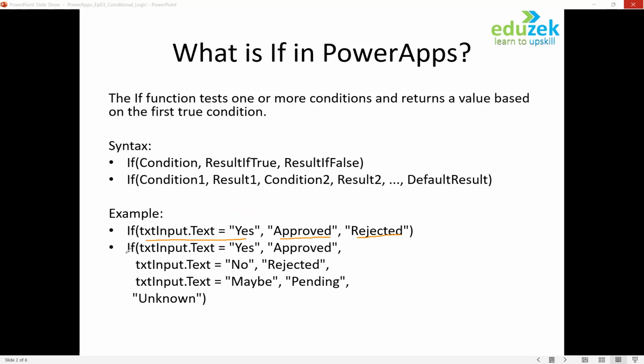The nested if example. If input is yes, the result is approved. If input is no, the result is rejected. If input is maybe, the result is pending. Other than yes, no, maybe, the result will be unknown. If the user has provided values other than these, the result will be unknown.